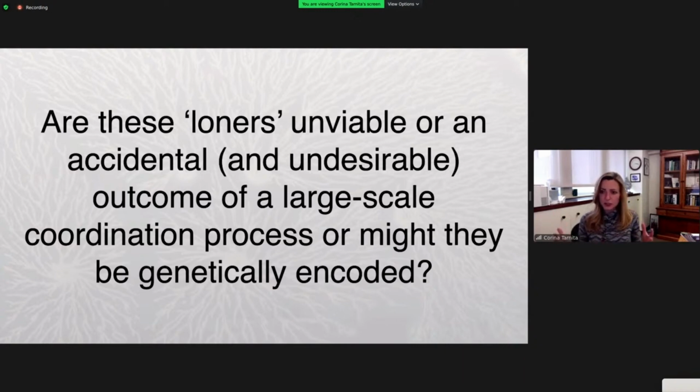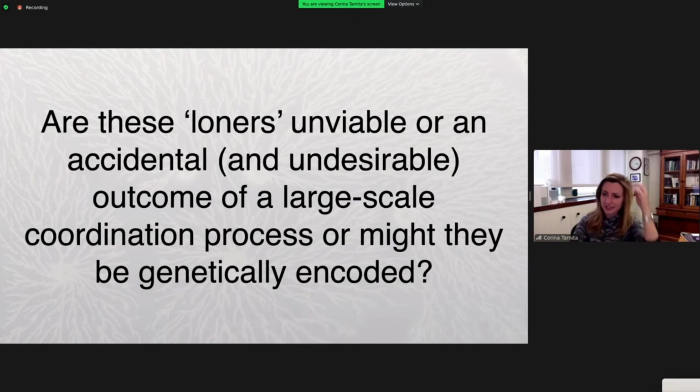But the major question, as I set out to think about this, was, of course, are they just accidental and undesirable, and maybe even unviable? Maybe there's something wrong with them. Maybe they can't sense the signal, the cyclic AMP signal that the others emit in order to coordinate. So are they broken somehow? Or maybe even if they're not broken, are they somehow accidental? You can't coordinate millions of cells without maybe missing some here and there.